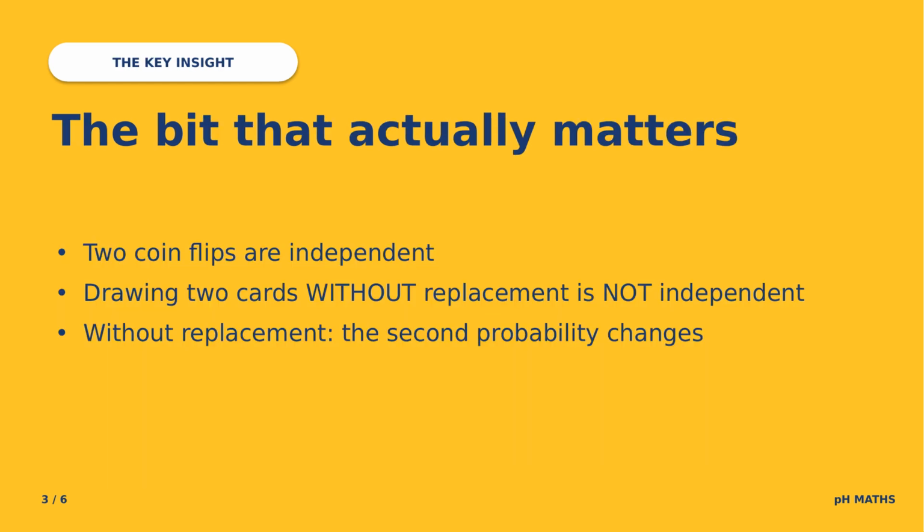Key insight. Two coin flips are independent. The second flip doesn't care what the first did, so the probability of heads then heads equals a half times a half equals a quarter. But drawing two cards without replacement is not independent, because once you've taken a card, the deck is smaller and the second probability has changed. Without replacement breaks the independence.